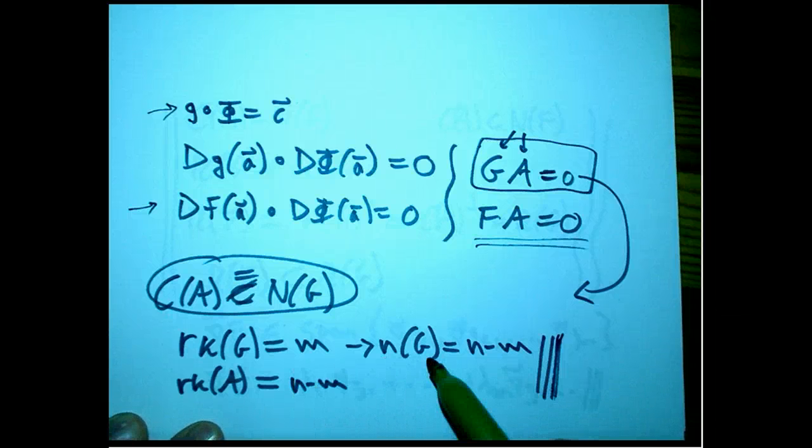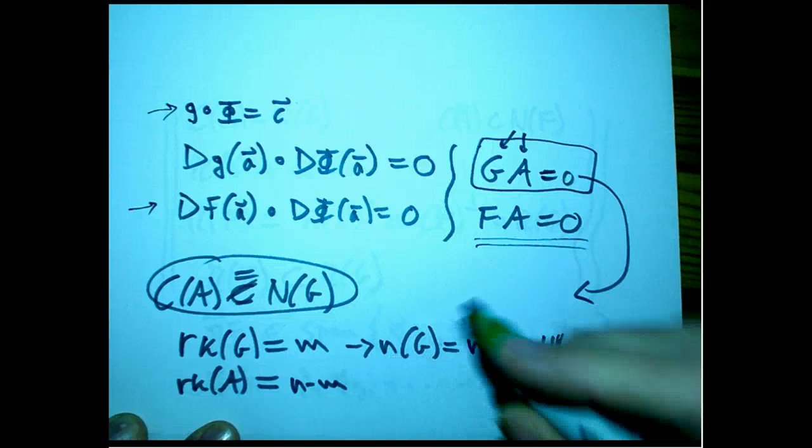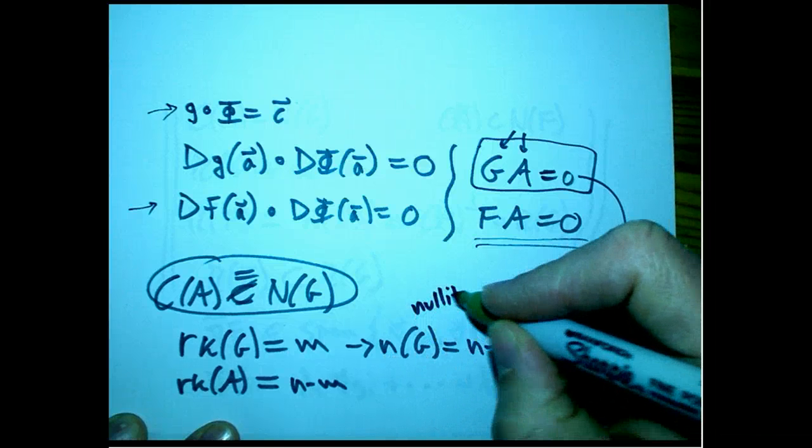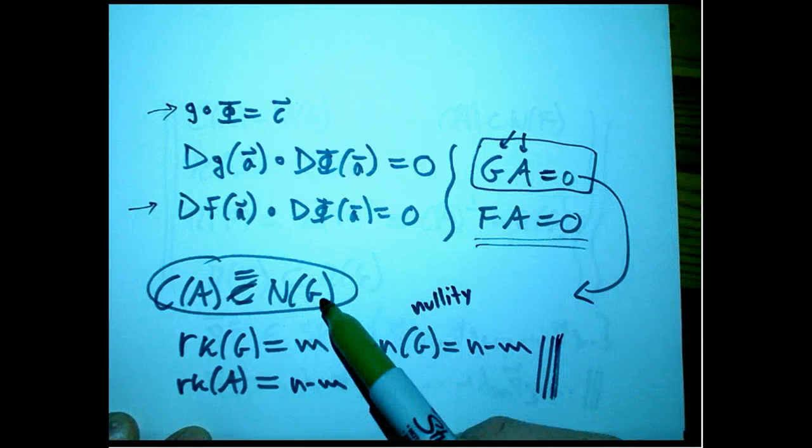That means that the null space of G has dimension n minus m. So little n is the dimension of the null space. It's called the nullity of G. Okay, so that's the dimension of this subspace.